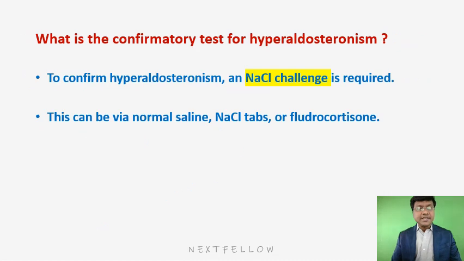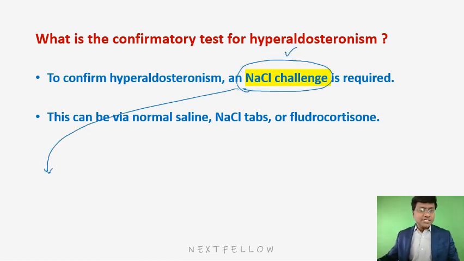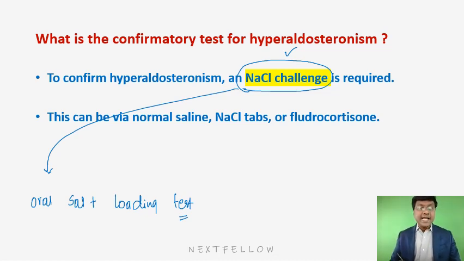Then what will be the confirmatory test? The confirmatory test in patients with hyperaldosteronism is the sodium chloride challenge test, which is nothing but the oral salt loading test. That will be the confirmatory test for hyperaldosteronism. And this can be done via normal saline, sodium chloride tablets, or fludrocortisone. So these are the confirmatory tests for hyperaldosteronism.